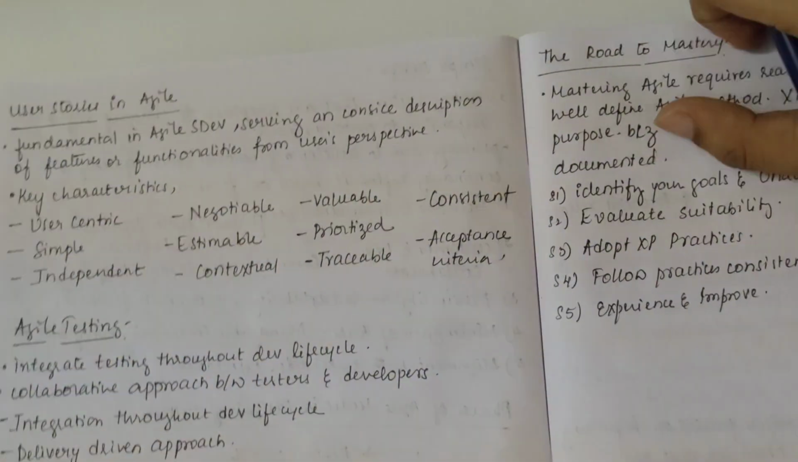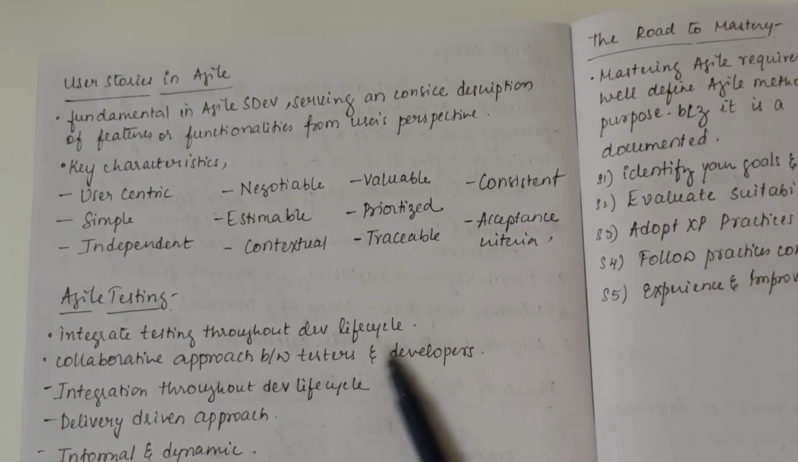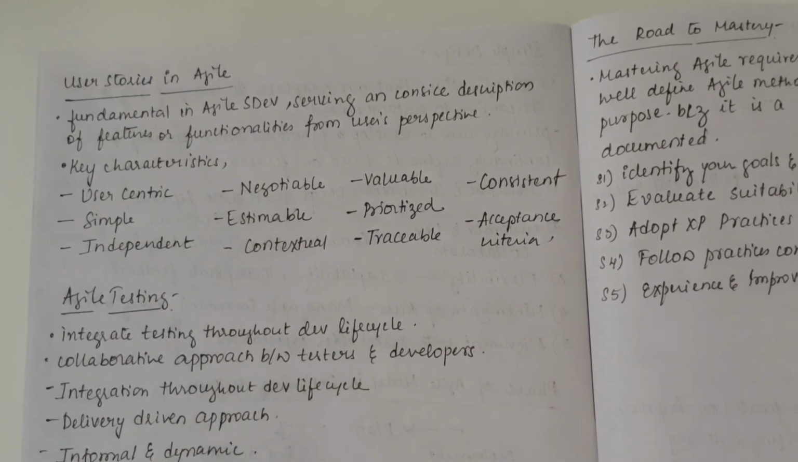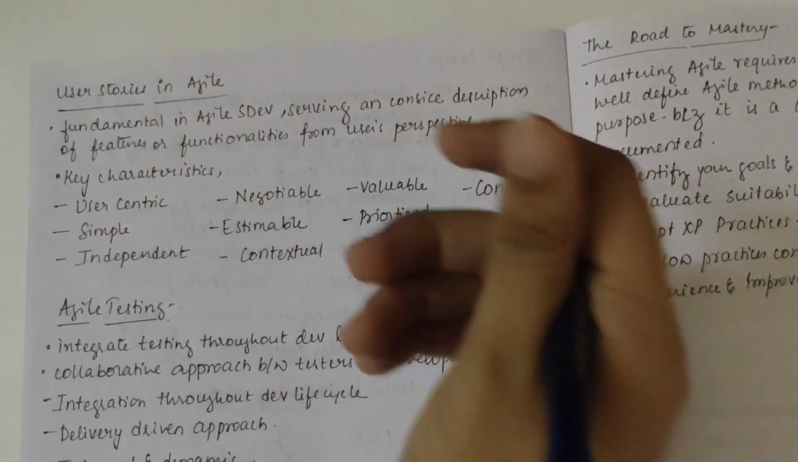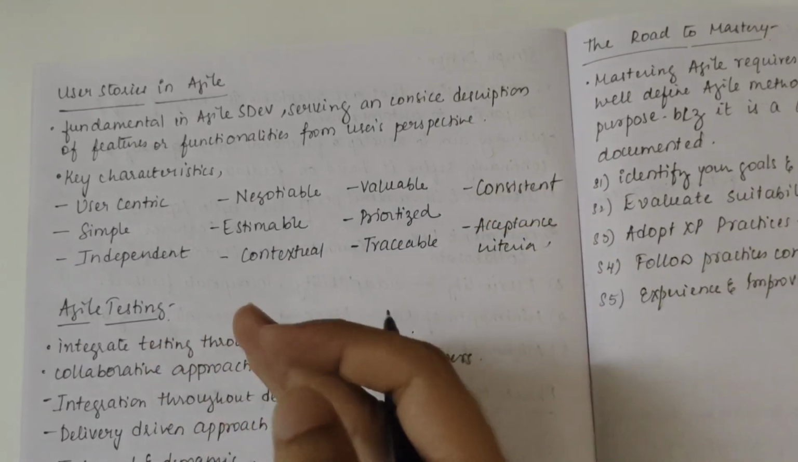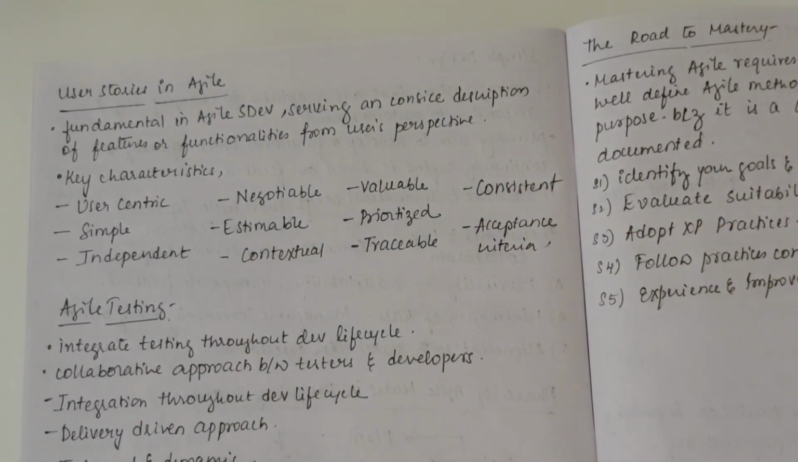Moving on further, the topic we have is user stories. User stories in Agile are a fundamental aspect of Agile software development. They serve as a concise description of the features or functionalities from the user's perspective. So considering the user's requirements, we come up with the user stories.